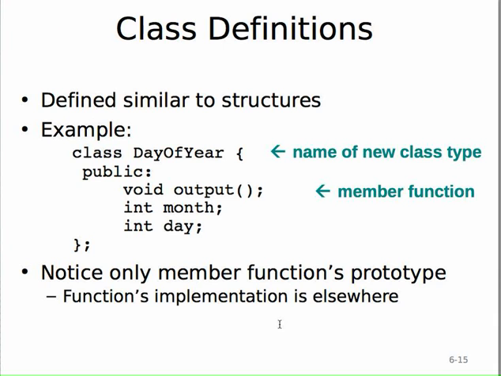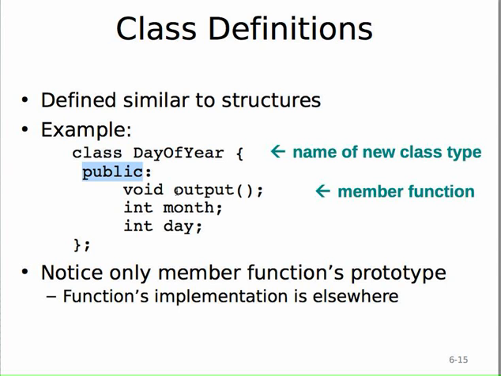Here's a nice simple example. Defined very similar to structs. We say class DayOfYear, and we use the familiar visibility modifier, but note this is just a superficial difference, but it's an important one. We don't say public for each function as we do in Java. Instead, we say public colon, and then everything that comes after that is public until the next visibility keyword. So this is all public. Typically we have public, and we usually only have methods.